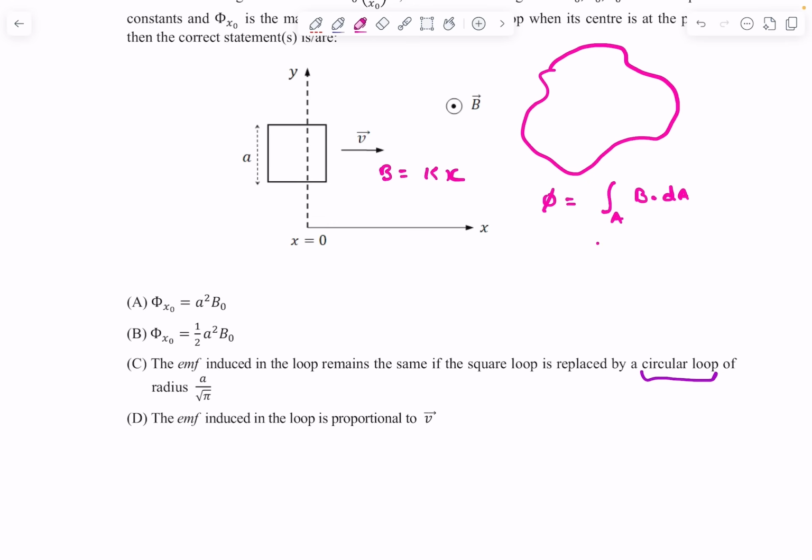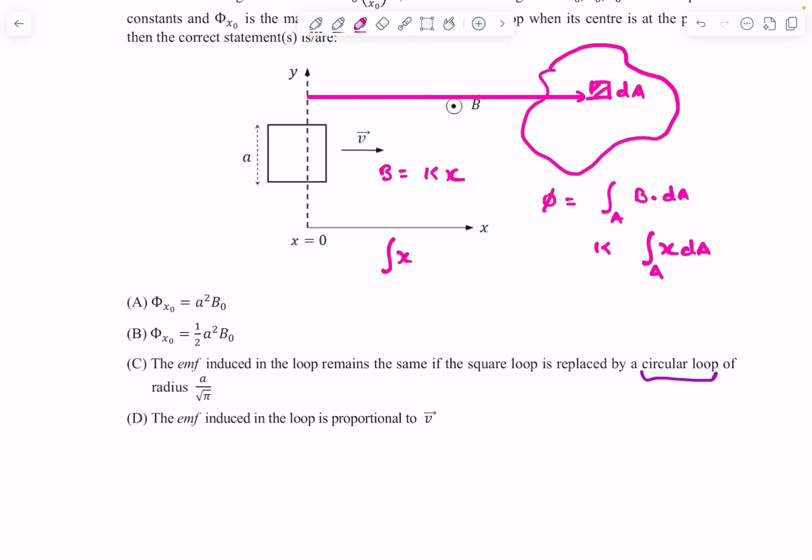If you take the constant K outside, this becomes the integral of X dA, integrated throughout the area. So basically you take a patch of area dA, you find out its X coordinate, and you do X dA for all the area elements, and that is what this integral represents, right?